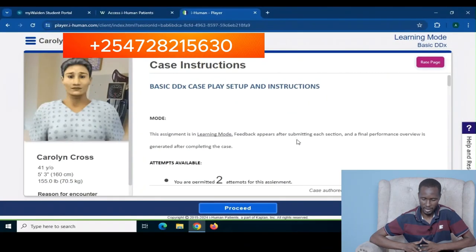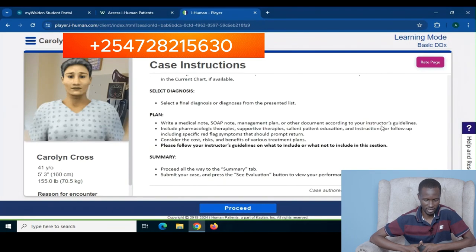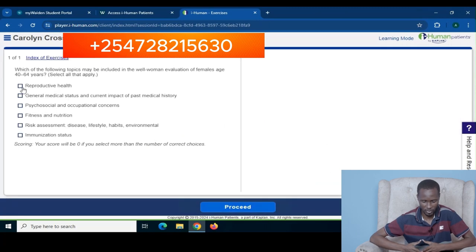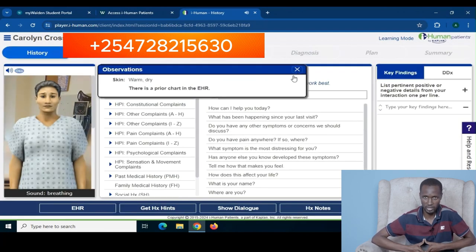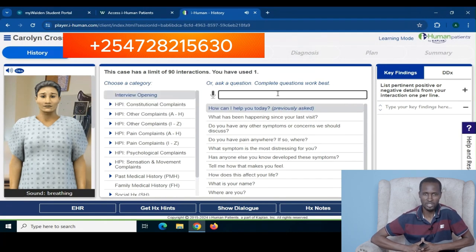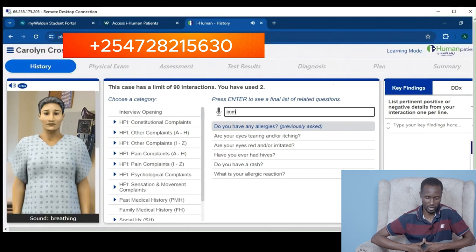Now, the first part of a Human Case is always the history part, where you ask a certain number of specific questions that help you attend to the patient. In this case, there are some questions that are basic, and you have to ask almost all patients that visit the clinic. And there are some questions that are very specific to a patient, depending on the reason for the encounter.